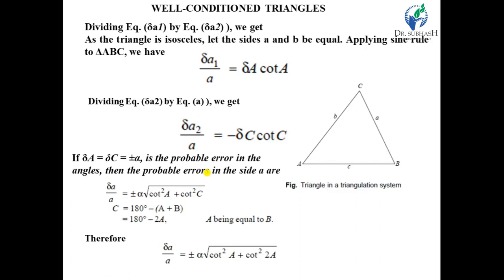If delta A is equal to delta C is equal to plus or minus alpha, the probable error in the angles, then the probable error in the side A is delta A upon A is equal to plus or minus alpha under root cot square A plus cot square C. C is equal to 180 degrees minus (A plus B), so C is equal to 180 degrees minus 2A. Therefore, delta A by A is equal to plus or minus alpha under root cot square A plus cot square 2A.